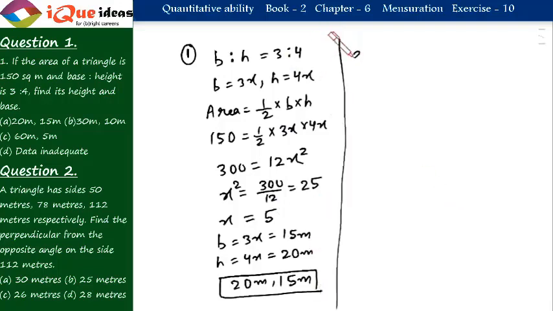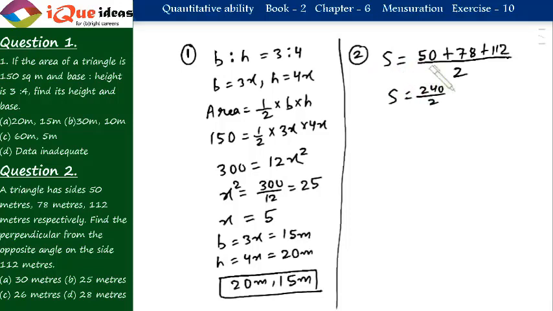Now the second question says the triangle has sides 50 meters, 78 meters and 112 meters respectively. Find the perpendicular from the opposite angle on the side 112 meters. So first we calculate the area with the help of Heron's formula. For Heron's formula, we have to calculate S. S is the semi-perimeter, that is the sum of sides, so 50 plus 78 plus 112 divided by 2. Now 78 plus 112 would be 190, 190 plus 50 would be 240. So S is equal to 240 divided by 2, which is 120.